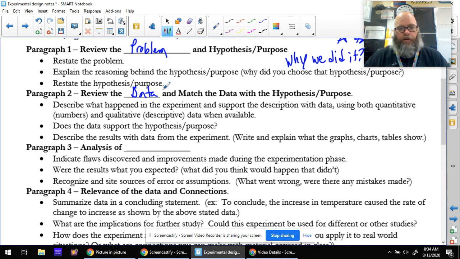So this is where you talk about if it worked. You want to talk about if your hypothesis was proven or your hypothesis was disproved. Does the data support the hypothesis or the purpose? Describe what happened in the experiment. Support the description with actual data. Discuss the data. Don't just point them to the data chart.